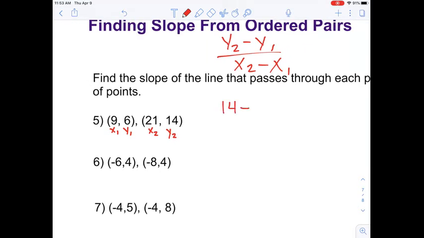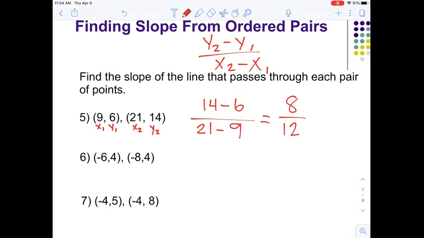So y2 is 14 minus y1 is 6. x2 is 21 minus 9, which is x1. Sorry, I take it back. x2 minus x1. 14 minus 6 is 8. 21 minus 9 is going to be 12. 8/12 then simplifies. We can divide both by 4. And I'm left with 2/3. So my slope of that line is 2/3.